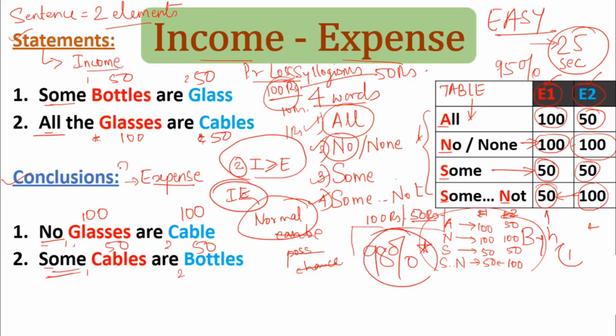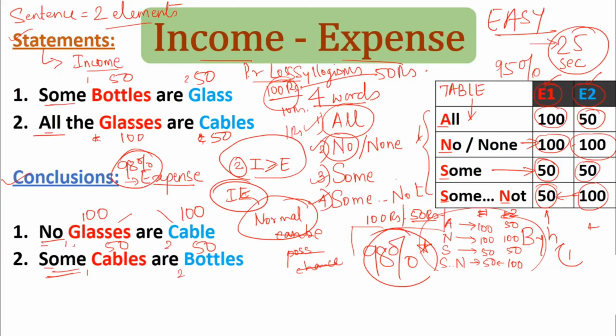How much? 98%. Okay, what is the remaining 2%? I'll tell you, very easy. See the first conclusion, we have to decide which conclusion is valid, which is not. The first conclusion is no glasses are cables. There are two elements, glasses and cables. Find the sentence which has both these elements. The first only has glasses. The second has glasses and cables both. Okay, good. This is the sentence which we want.